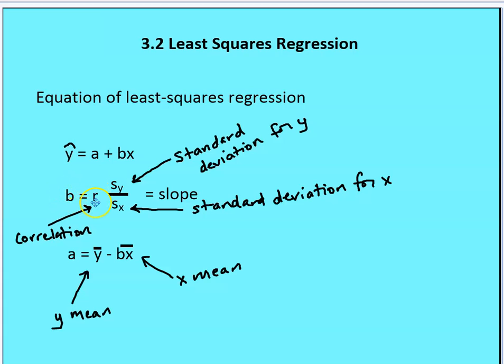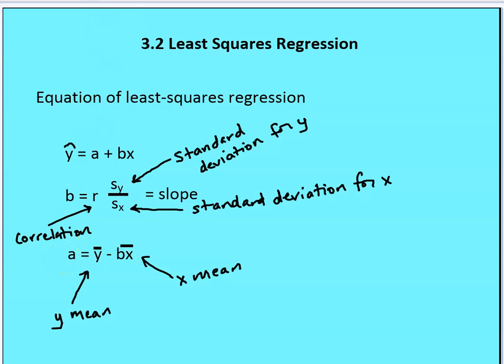All right, so we need to figure out b and a. In order to figure out b, we need the correlation value, the standard deviation for y, and the standard deviation for x. So the b value is equal to correlation times the standard deviation for y over the standard deviation for x. And then once we have this b value, we're going to use the mean values and the b value to calculate the a value.